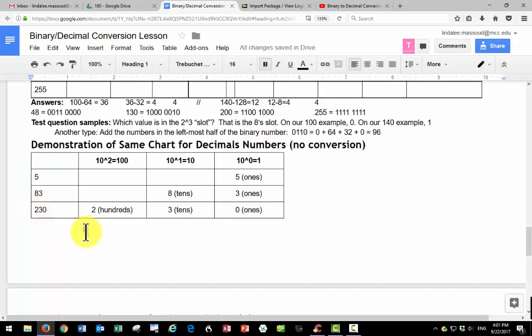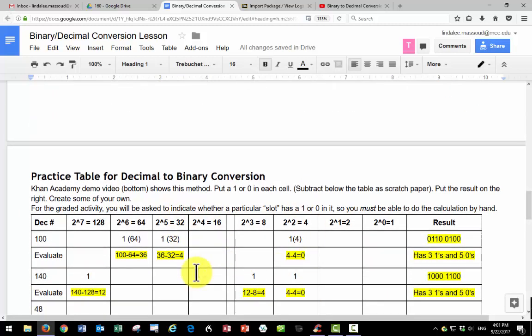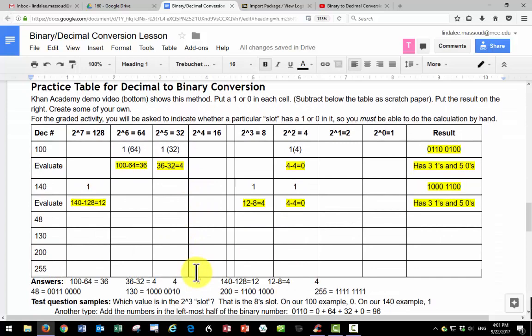Makes 230. So I might ask you, if you had that number, what is in the tens slot, which is 10 to the first slot, and it would be the number 3 that's in that slot. Same exact thing as we did up here, except it's using decimal numbers instead of binary numbers.